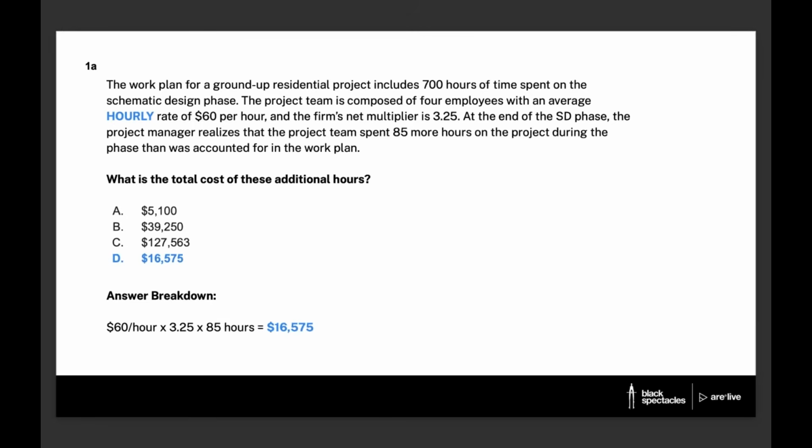We're just going to multiply the hourly rate by the firm's net multiplier, and then finally by the number of hours spent on this task. So $60 an hour times 3.25 times $85 an hour, times 85 hours spent on this task is 16,575, which corresponds with choice D. If we've got no questions on that, we can move on to question number 2.